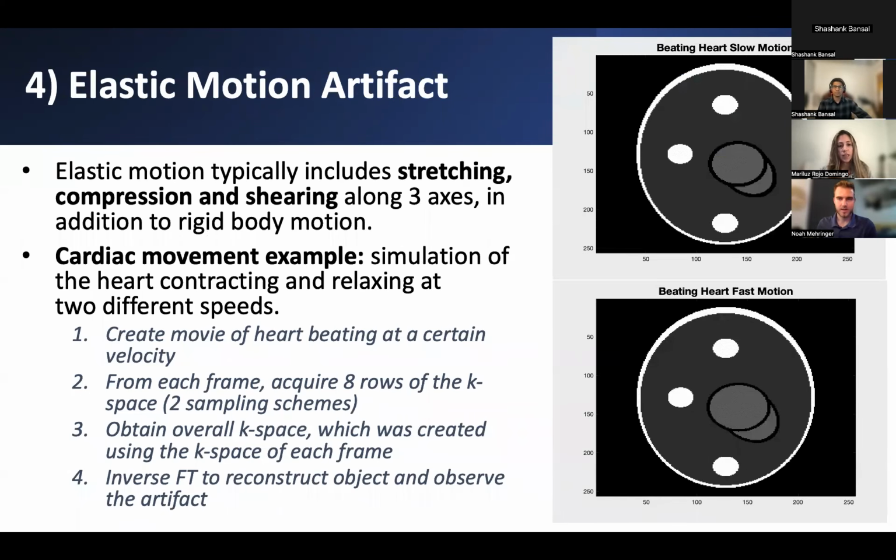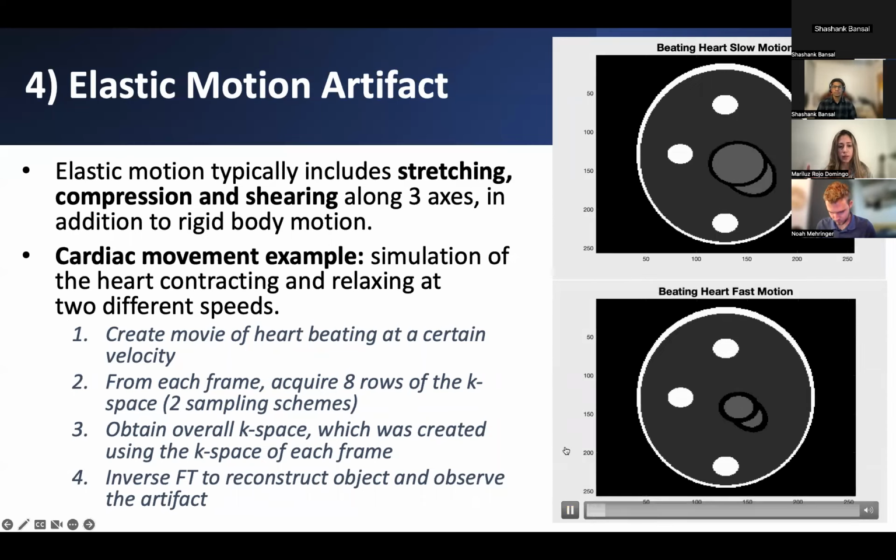So finally, the last artifact that we simulated is the elastic motion artifact, which typically includes stretching, compression, and shearing, in addition to rigid body motion. We took an example of the heart, where we have a heart beating, so contracting and relaxing, in the video on top at a slower pace, and in the video at the bottom at a faster pace.